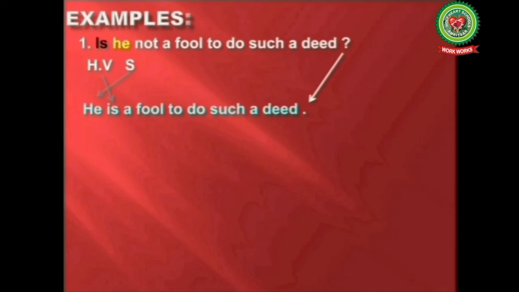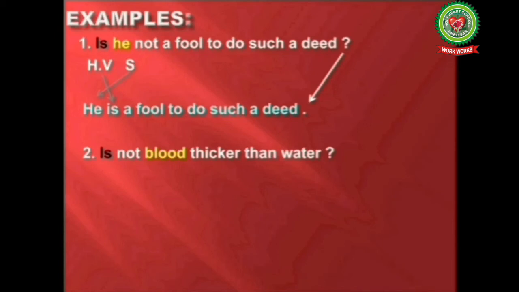Students, let's take one more example. Is not blood thicker than water? Now again, the 3 steps we have to follow. First of all, identify the subject and the helping verb in the question. You can see here that the helping verb is is, and the subject is blood. And the next step, as you can see, the question is in negative form, so we will change it into positive. So our answer will be: blood is thicker than water. And at the last, the question mark will change into a full stop.